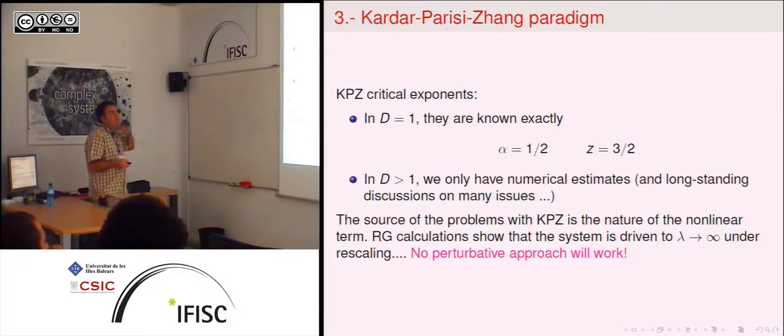For instance, a result that is known about KPZ is that in 1D, as I said also before, one can compute these exponents exactly, and there is no need of a renormalization group or anything sophisticated. It's just symmetry arguments that give you these two exponents. However, no matter how easy it is to compute these exponents in 1D, there is no result for D larger than 1. Even if we have some analytical solutions in 1D, and some estimates of how things could be in higher dimensions, the problem is virtually and practically unsolved in dimensions larger than 1, so in any real practical dimension that we can think of. We only have numerical estimates.